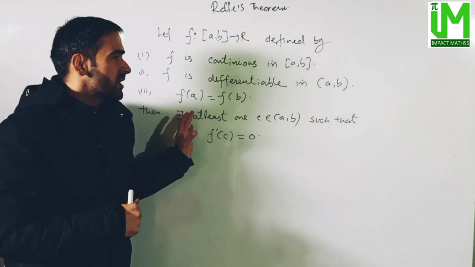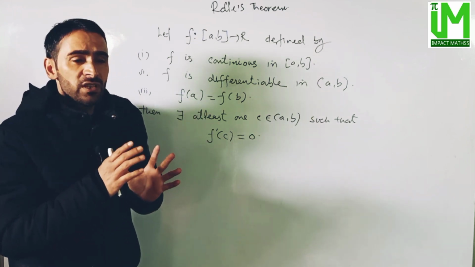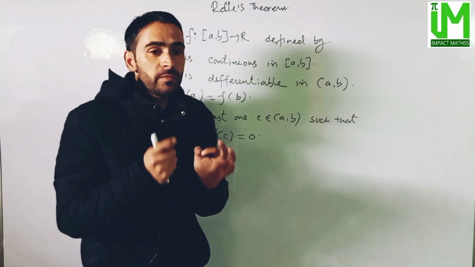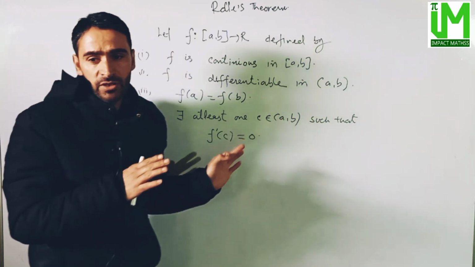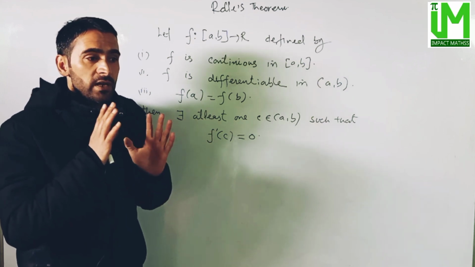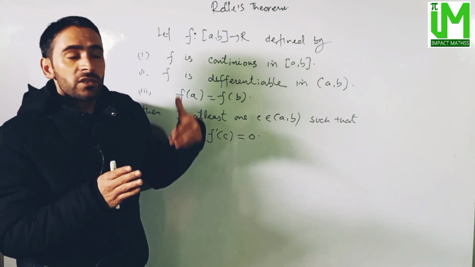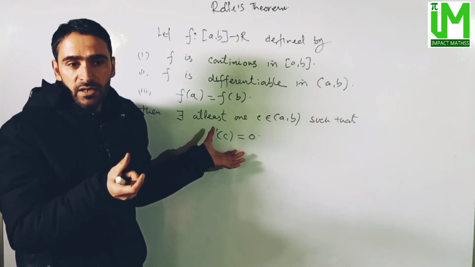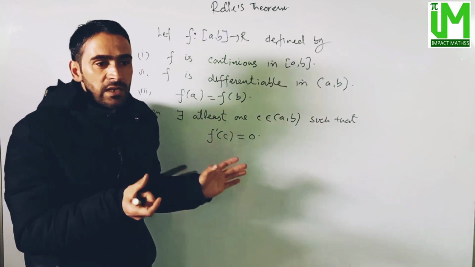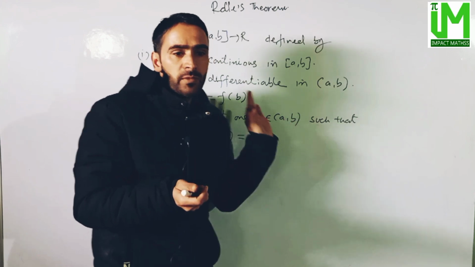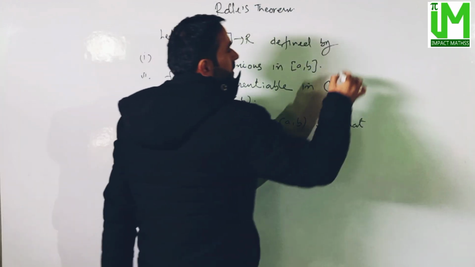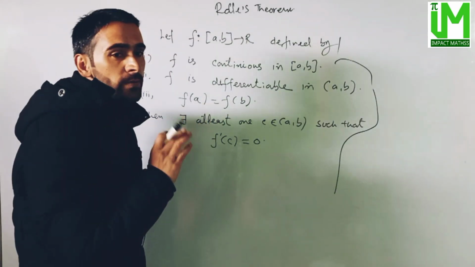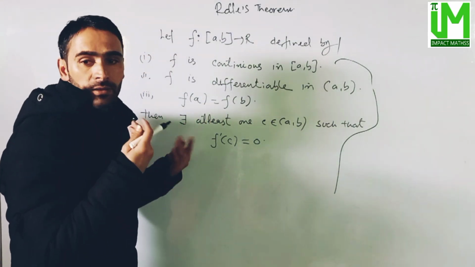So this statement seems to be unexplained unless we see the geometrical meaning or geometrical interpretation of these statements. In the geometrical sense, what does this actually say? Otherwise it remains unexplained. Now geometrically we have to see what these statements mean.